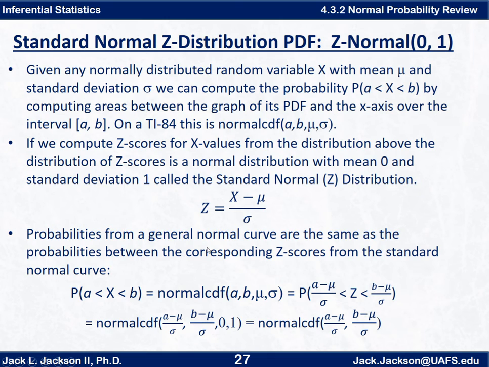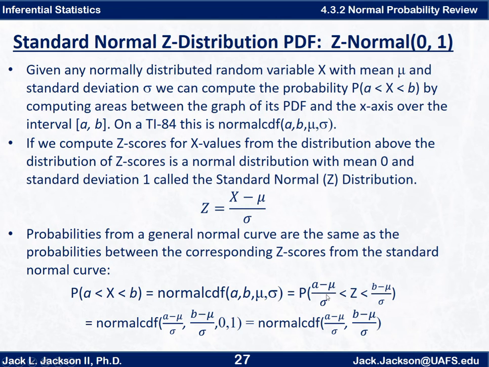And probabilities from a general normal curve are the same as the probabilities between the corresponding z-scores from the standard normal curve. So in other words, if I want to find the probability that the original x is between a and b, on our calculator that would be normalcdf from a to b, mean mu, standard deviation sigma. That turns out to be the same as the probability that the z-score for a is less than z, which is less than the z-score for b.